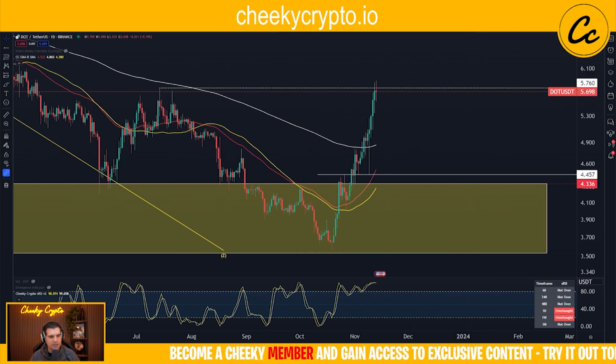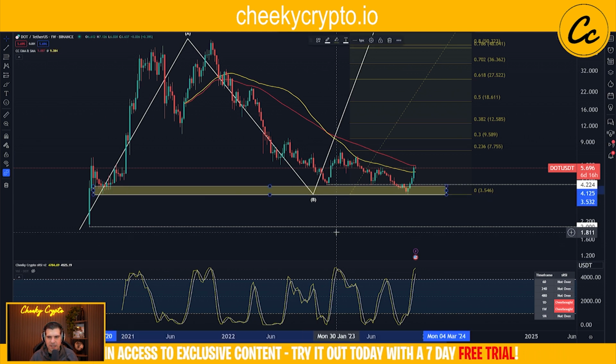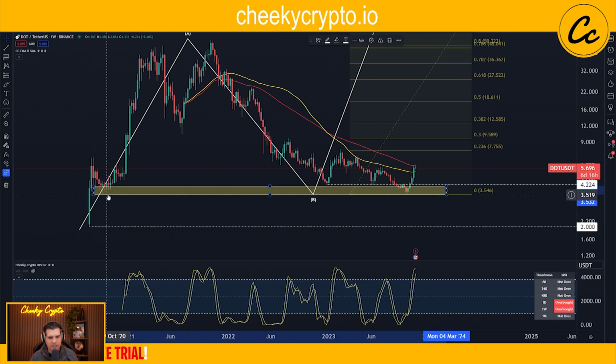Now, taking a look at it from a weekly standpoint, again, the area of interest still sits here at $3.53.2 to $4.12.5. This was the area from back in 2020 that we found as a good area of support. And everything that's gone on here is basically just retested that previous low point of November 2020.